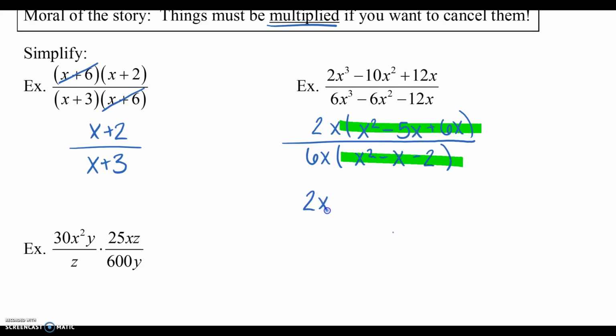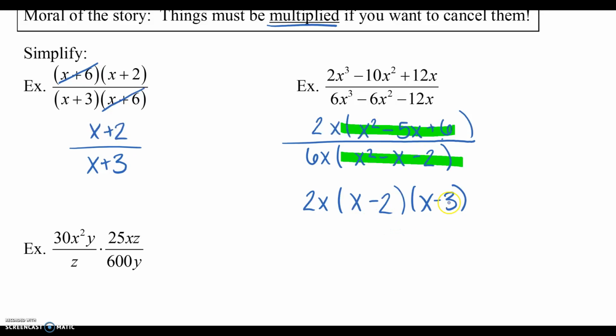So we need to bring down our 2x, and then what multiplies to 6 and adds to negative 5? So that should be x minus 2 times x minus 3, right? You can double check that. So negative 2 times negative 3 is positive 6. And then negative 2 minus 3 is negative 5. So I believe that we're good.